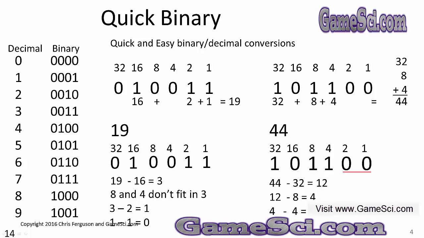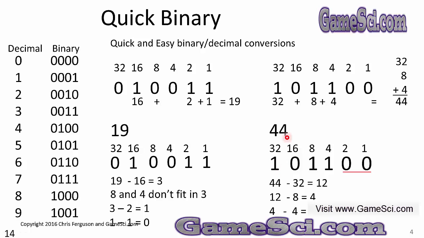As soon as this number here reaches 0, I'm pretty much done. The rest gets filled with zeros on the end. So that's a quick and easy way to go from decimal to binary. Write down your powers of 2 backwards and say, does 32 fit in it? It gets a 1 underneath it.